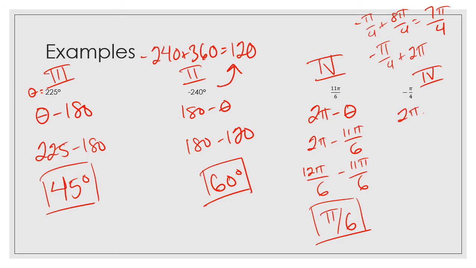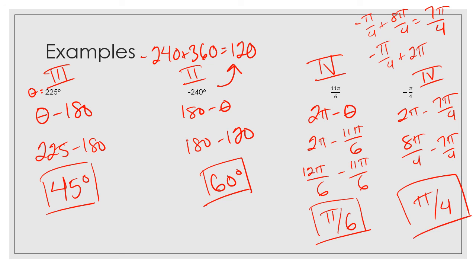So I'm going to be doing 2 pi again minus 7 pi over 4. And I already found what 2 pi is. It's 8 pi over 4. So 8 pi over 4 minus 7 pi over 4, and that gets me pi over 4 as my reference angle.